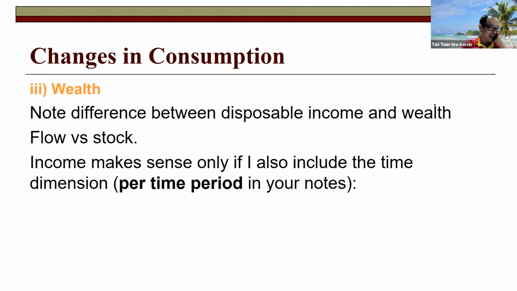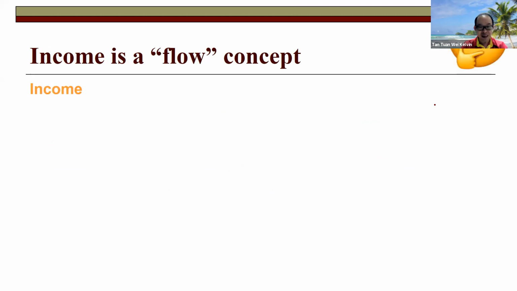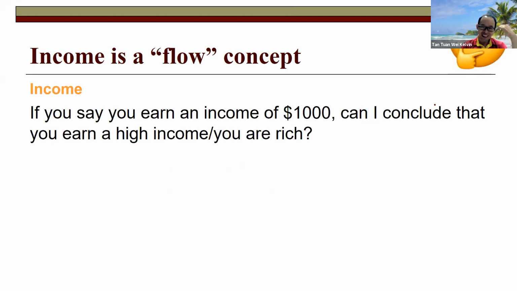That means income refers to the earnings of households per time period. This I'm quoting directly from your notes. So income basically only makes sense if I include the time dimension. Let me try to explain what I mean. Let's look at this question. Now, if you tell me you earn an income of $1,000, can I conclude that you are rich? Can I conclude that you are earning a high income?